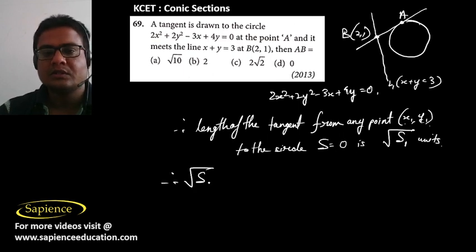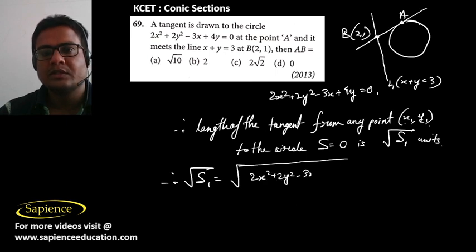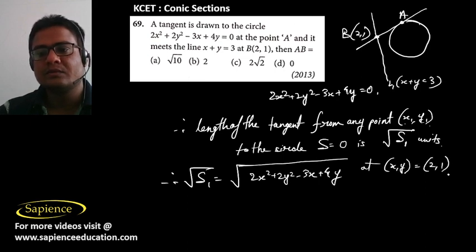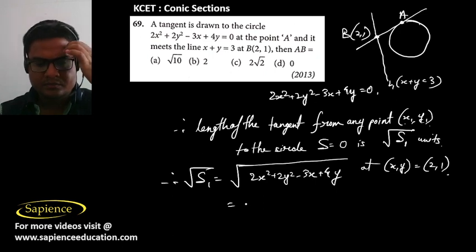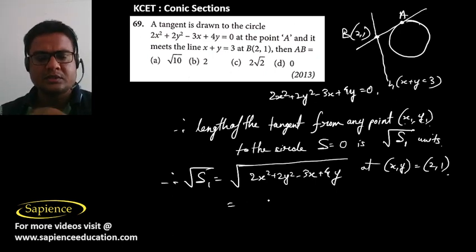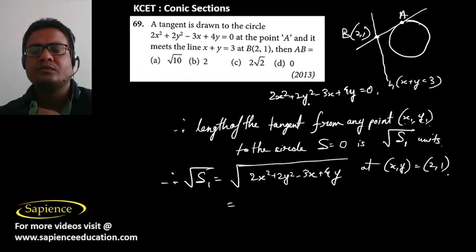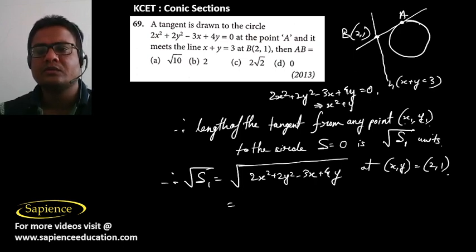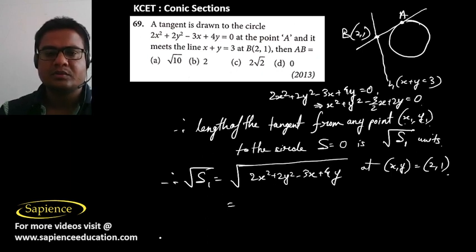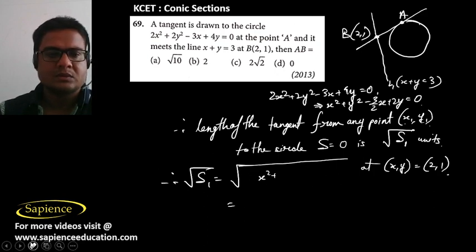So root S1 will be equal to root over 2x square plus 2y square minus 3x plus 4y at (x, y) equal to (2, 1). Here actually first we have to change the coefficients of x square and y square to 1. So this will be x square plus y square minus 3 by 2 x plus 2y equal to 0. So this should be used actually.